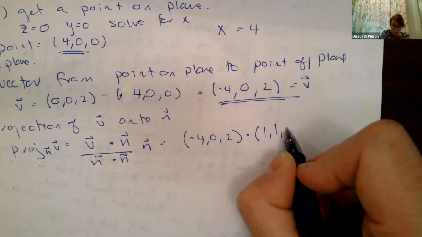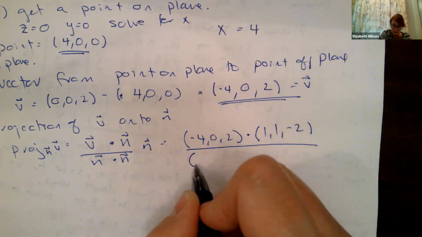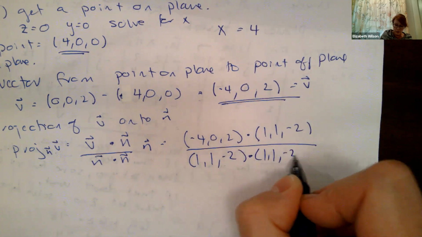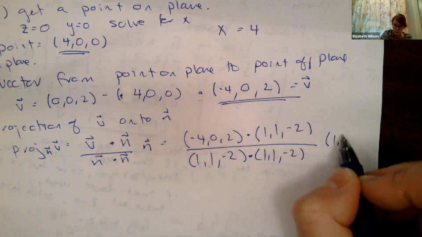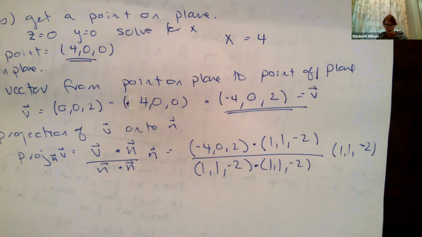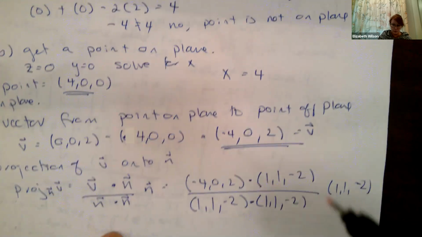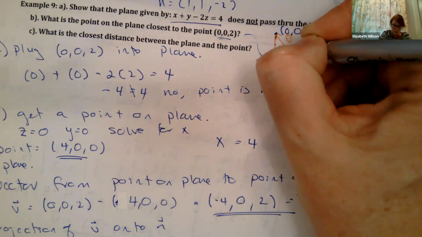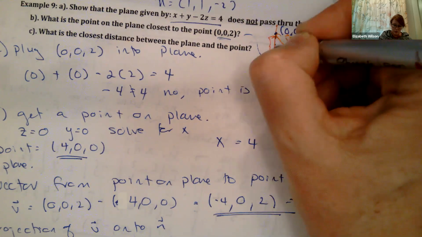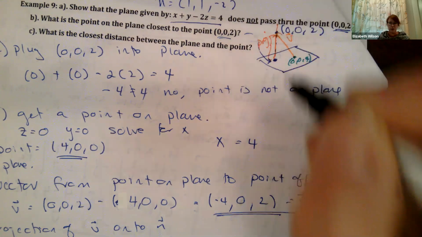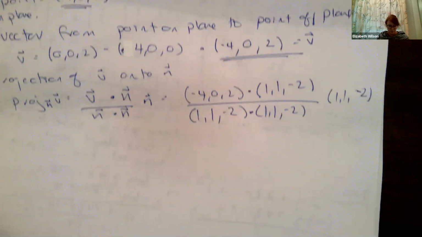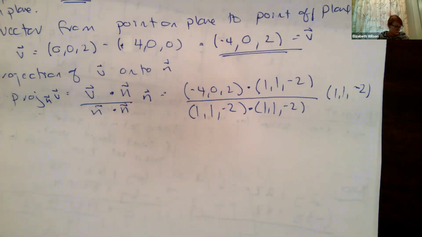1, 1 minus 2. 2 dot 1, 1 minus 2. And all that gets multiplied by 1, 1 minus 2. Remember, we're coming up with a scalar multiple. So this projection now, and this is our projection. Right, so this is my normal vector, and I'm coming up with my projection. Projection of v onto n. Okay, so let's go ahead and do that.